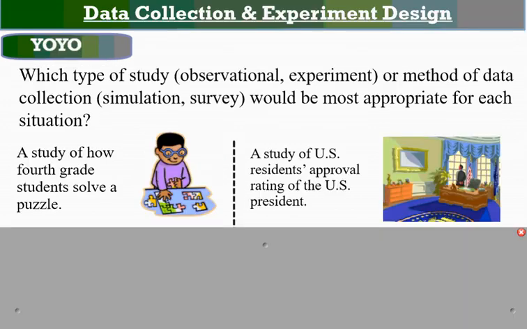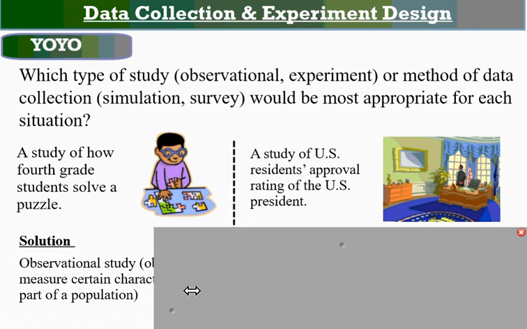Can I give you a chance to try? Your task is to determine which type of study, observational or experiment, or method of data collection, simulation, or survey would be most appropriate for each situation. So first one, a study of how fourth grade students solve a puzzle. Situation number two, a study of U.S. residents' approval rating of the U.S. president. So I'll give you a moment, pause the video, come back and see how you did.